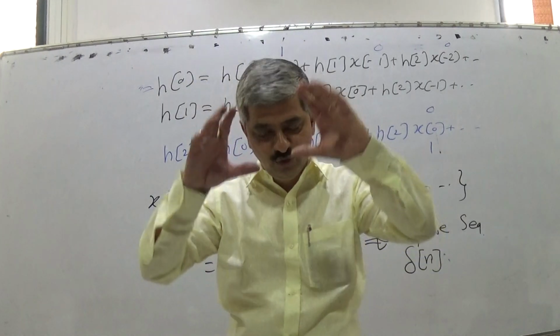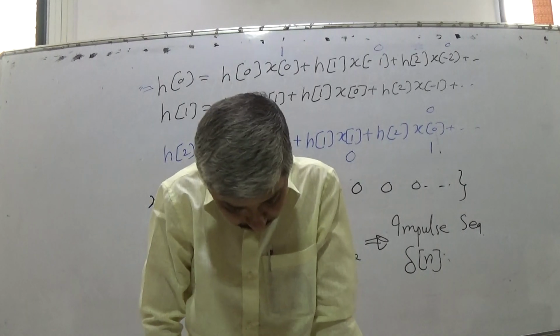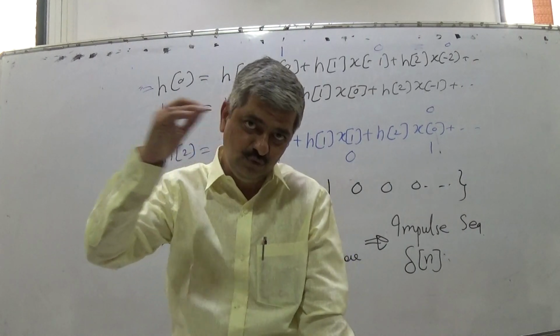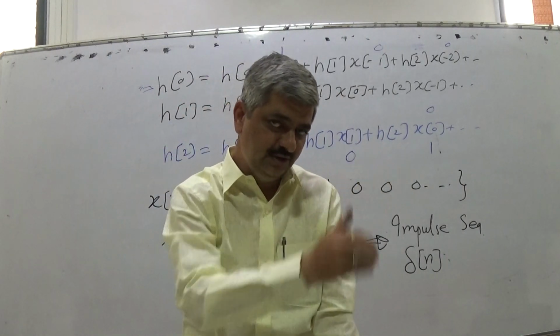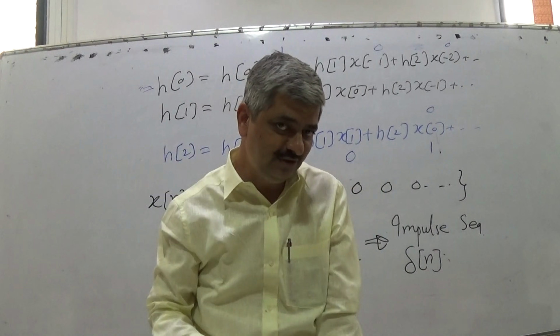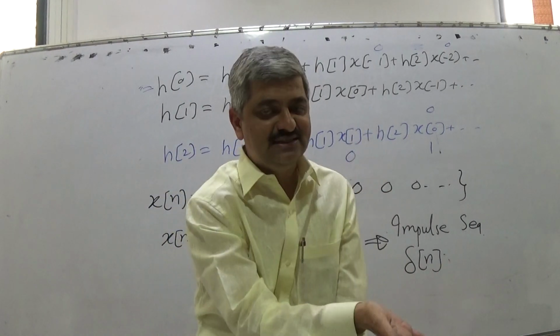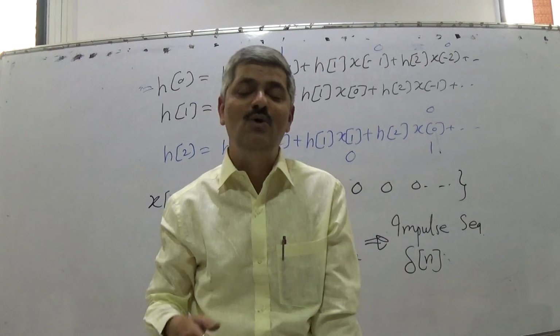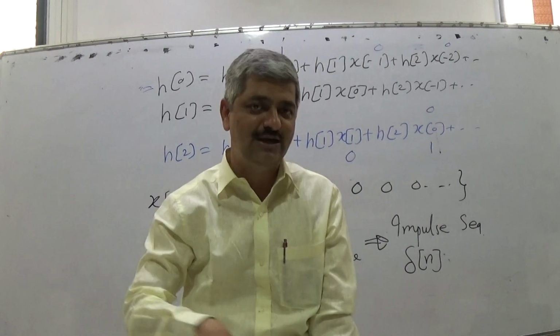So if you have an unknown system, you can apply an input and you get the output. You can apply a test input, the output you get is hn, and once you know that, you are able to predict for other inputs what the output would be.